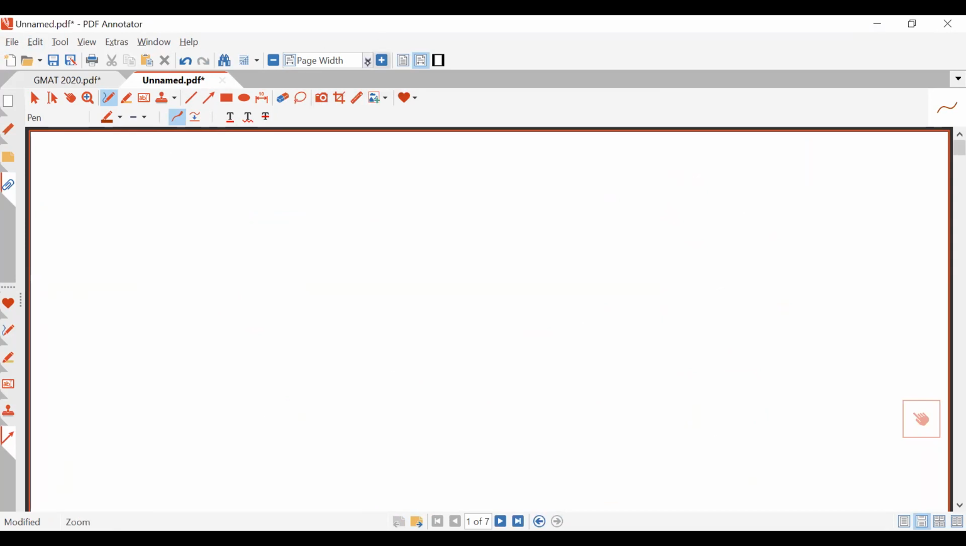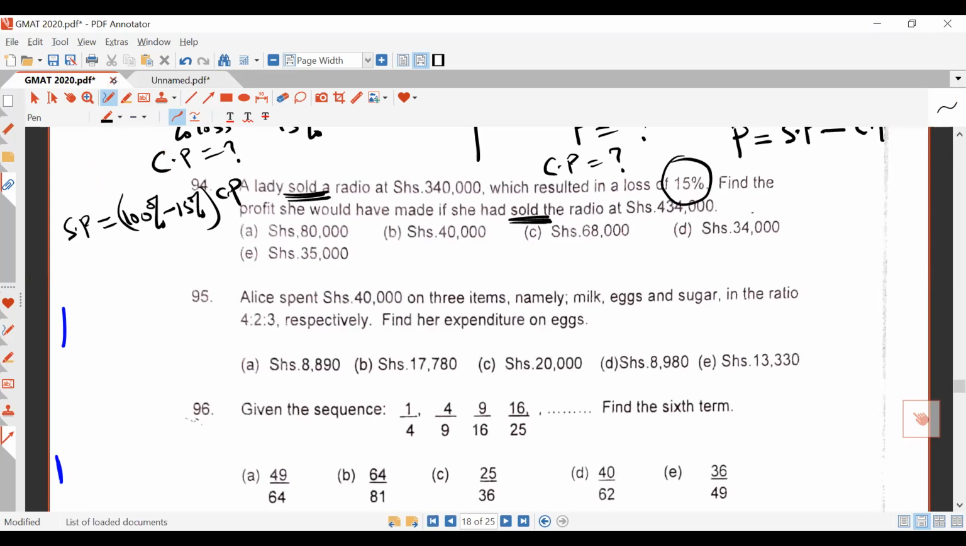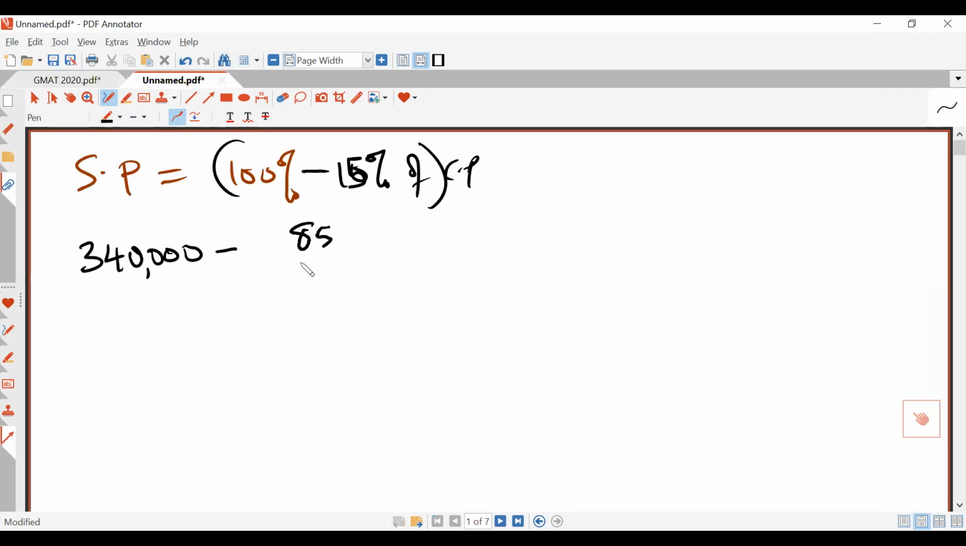So our selling price is equal to 100%, I think I should change the color, minus 15% of the cost price. Sorry, in the question it was 15%. So, 340,000, that was the selling price. Which means that you shall be having 85 out of 100 times the cost price.